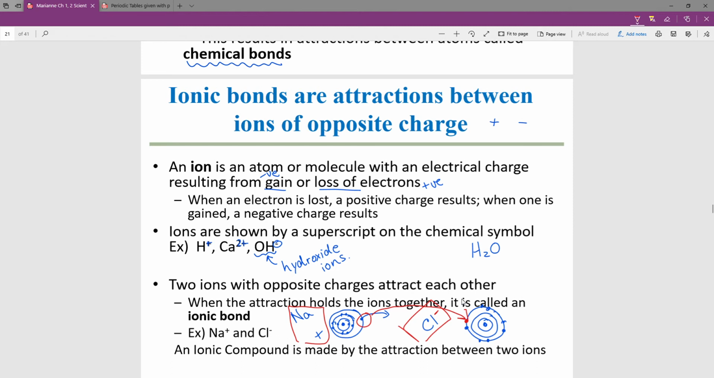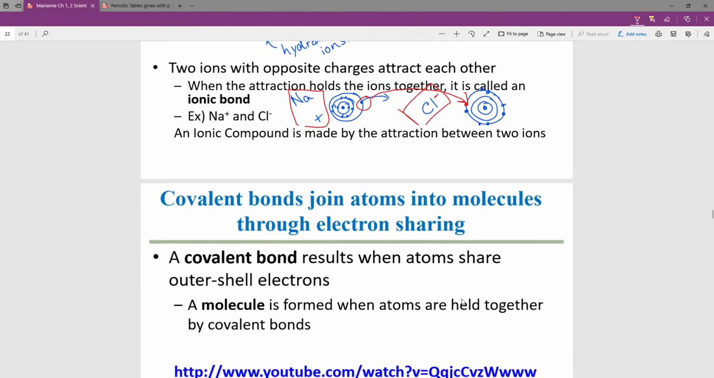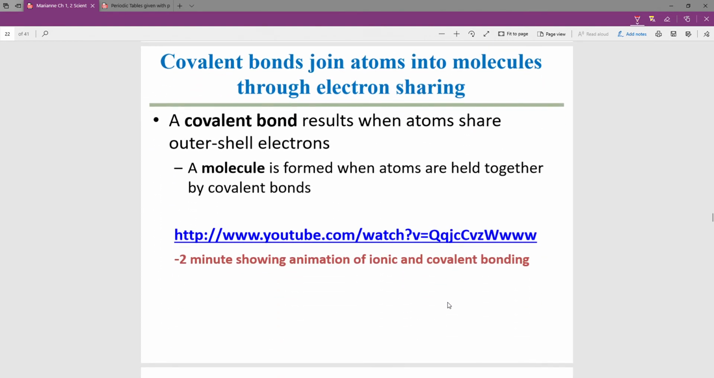And again, this sodium just wants to give up this electron so that it's happy. And the chlorine is really needy and wants to get that electron. And so that's how they become happy. But then there's this opposite charge, and that's why they come together. Okay, so that's the first kind of bonding.